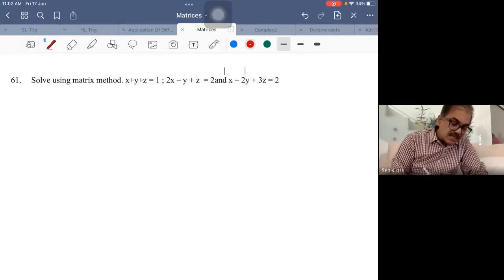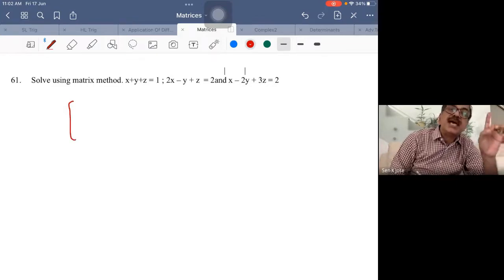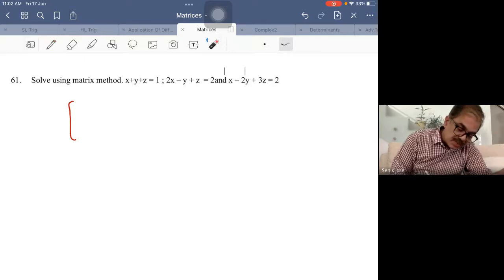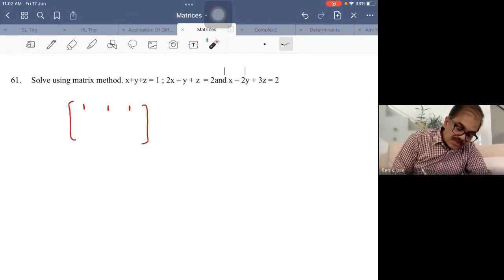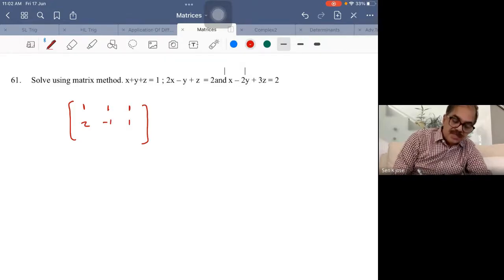Now, what do you mean by corresponding matrix equation? I list out the coefficients of x, y, z. Look at the first one. The coefficients of x, y, and z are 1, 1, and 1. So I will write 1, 1, and 1 and close the matrix. That's for the first equation. Then for the second equation, the coefficients are 2, minus 1 and 1. So I will write 2, minus 1 and 1. And for the third equation, the coefficients are 1, minus 2 and 3.